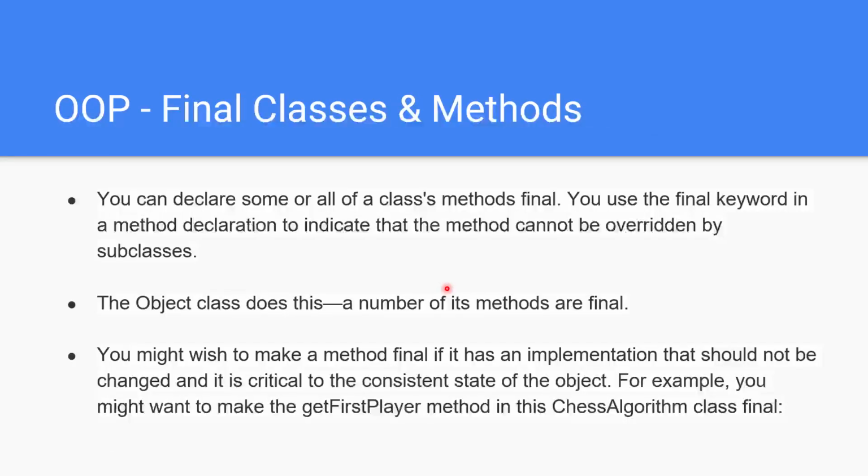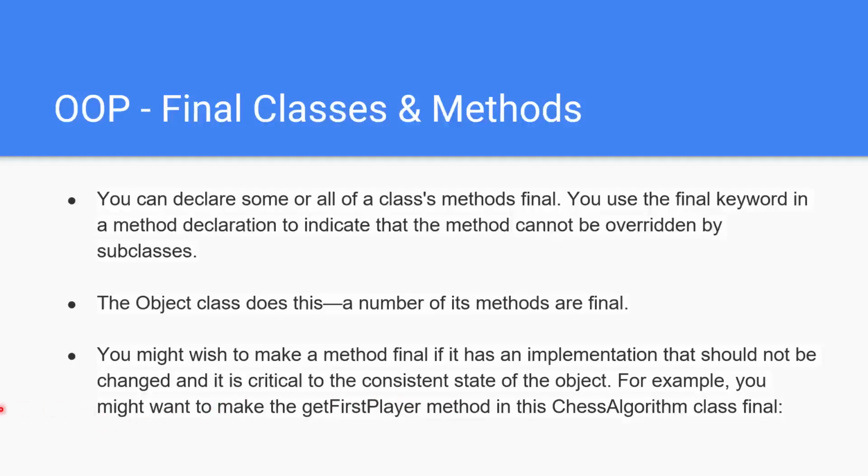Now, there could be times where we don't want our polymorphic behavior to override. There could be a method that we don't want overridden, so that's where we use final. You can declare some classes as final. The final keyword in a method declaration is used to indicate that the method cannot be overridden in the subclasses. Object does this, as a number of its methods are final. You may wish to use final if the implementation should not be changed because it's critical for some reason.